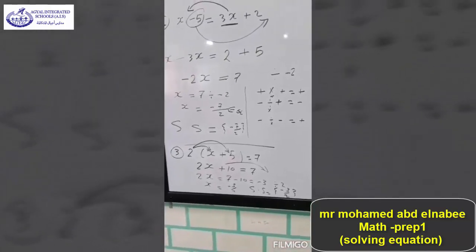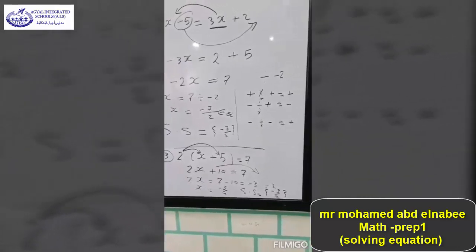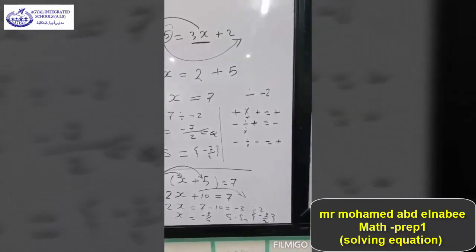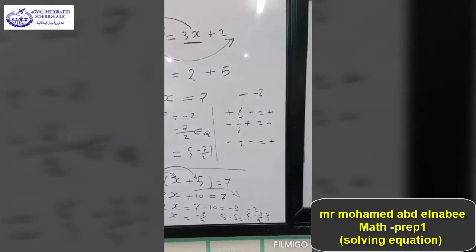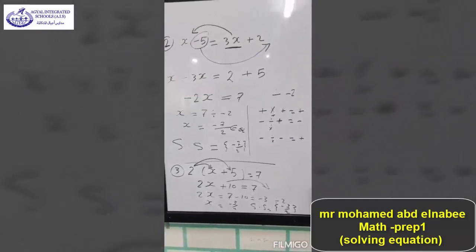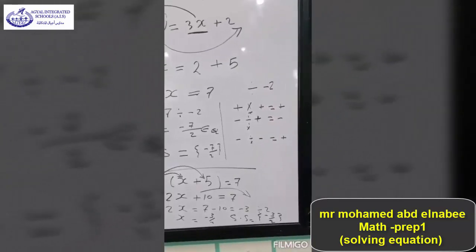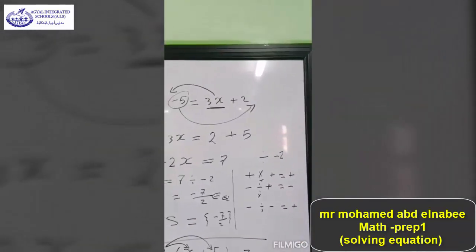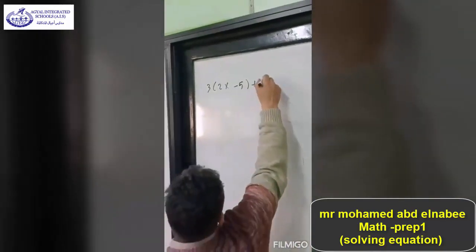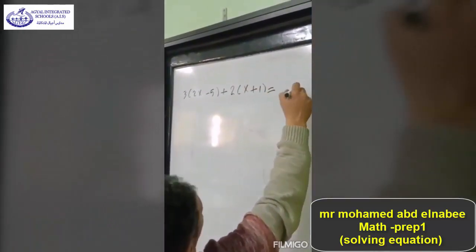The last problem in this lesson. If we have many brackets and many operations, it's the hardest one. It's a very, very hard problem. Maybe it will be in an exam and maybe not. But we must know every part of our lesson because we use this part, inshallah, next week. Now, 3 times (2x minus 5) plus 2 times (x plus 1) equals 10.